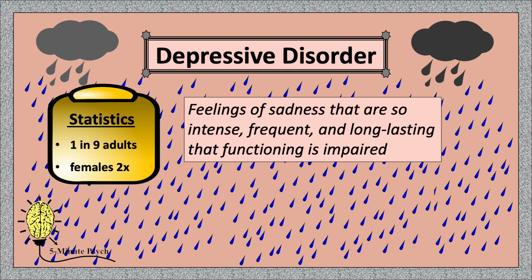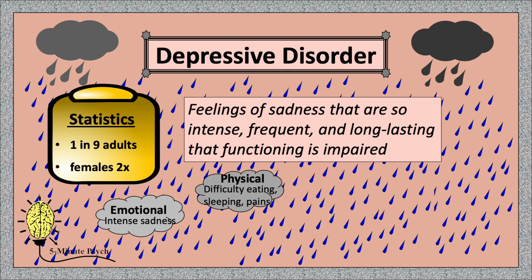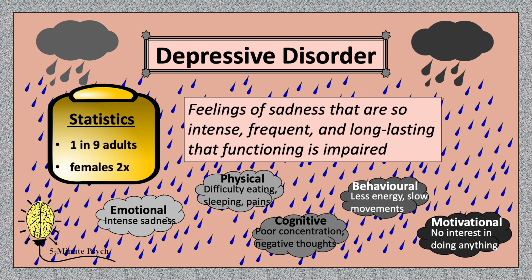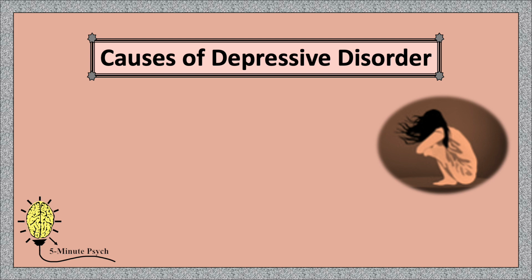And the symptoms aren't just emotional either. We also see physical symptoms. The person may have difficulty eating, sleeping, and they may feel headachy or stomach pains. Cognitive symptoms. They may have difficulty concentrating, and they probably have negative thoughts about themselves and the future. We also see behavioral symptoms. They may have less energy and be less productive, and they may move and talk very slowly. Finally, motivational symptoms. The person can show a lack of interest in doing anything, even things that they used to love doing. So what are the causes of depressive disorder?